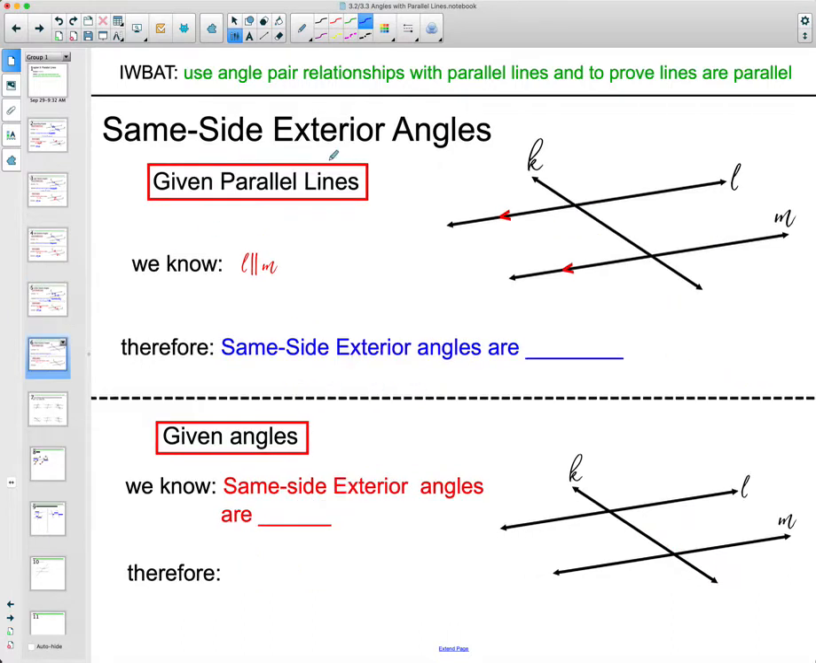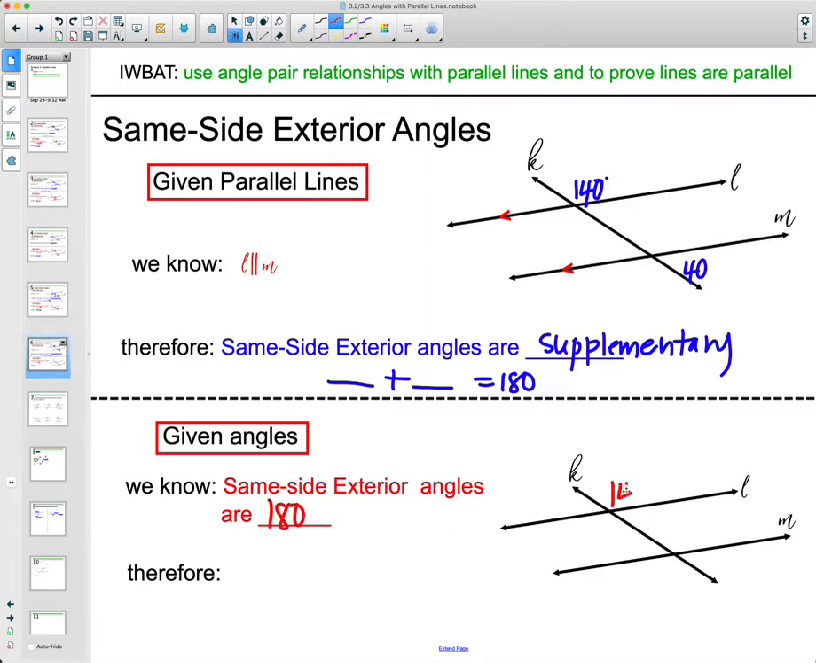And this is the same for same side exterior. If the lines are parallel, then same side exterior are also supplementary. Same side exterior would total 180. And if you're given a diagram that you don't know if the lines are parallel yet, but you see angles given to you as same side exterior and you see that they total up to 180, then you know that the lines are parallel. Then you automatically know that those are parallel lines.